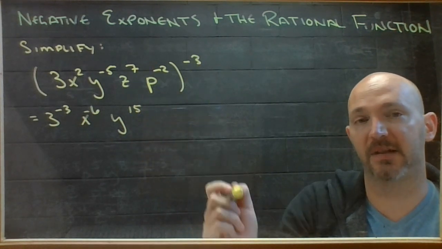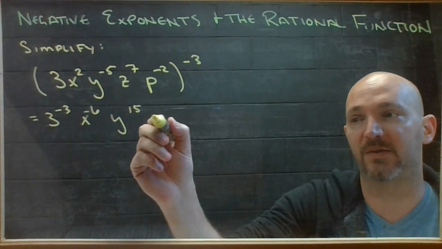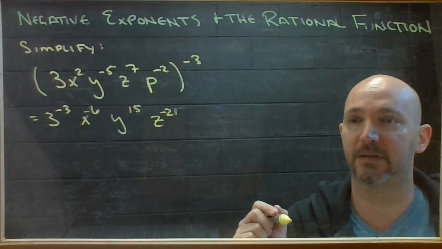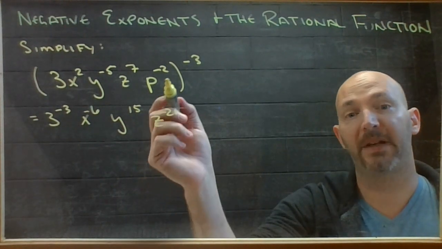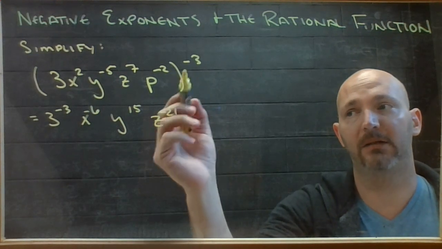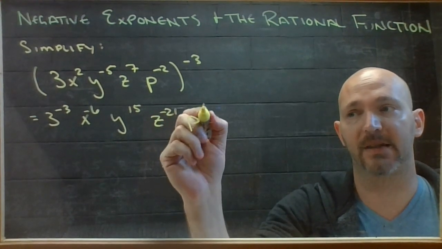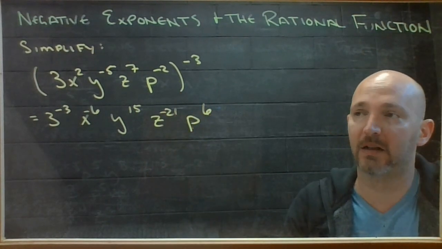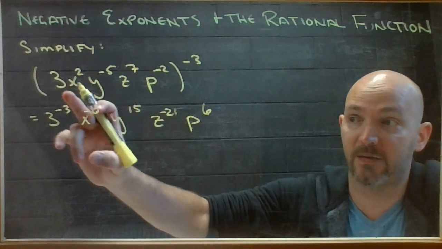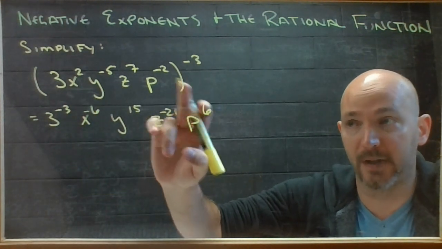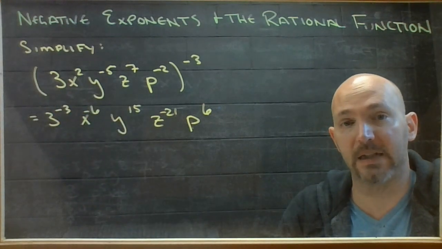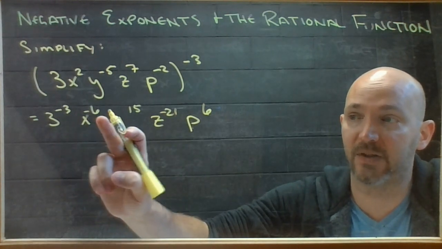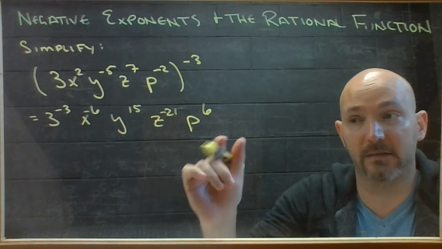Z to the 7 to the exponent negative 3. 7 times 3 is 21, and a positive times a negative is a negative. And p to the negative 2 to the negative 3. 2 times 3 is 6, and a negative times a negative is a positive. So I have p to the 6th. So I have successfully applied the exponent -3 to all the stuff inside there that needs it. And I have this line here that's written in the negative exponent notation. Now that's fine. I mean, you're done.